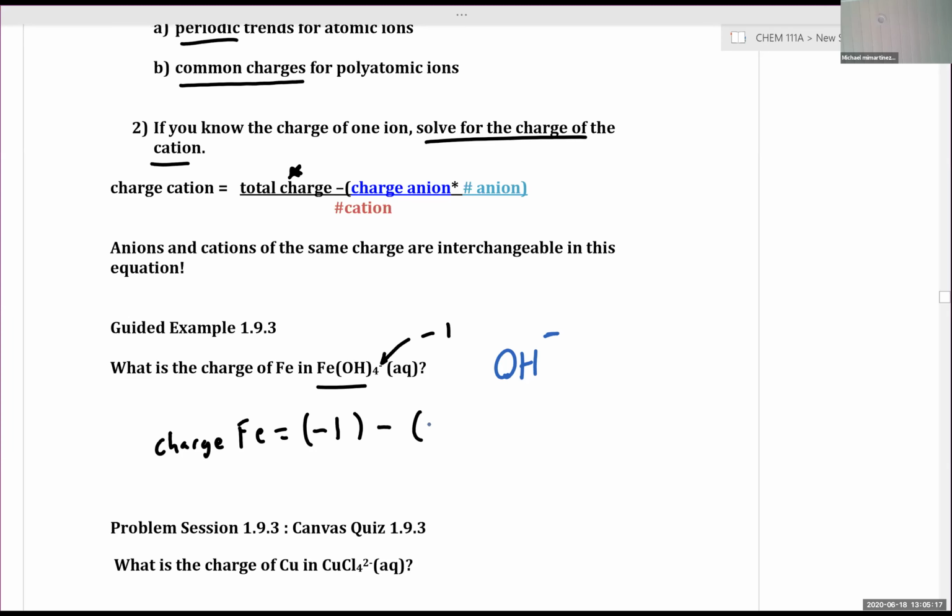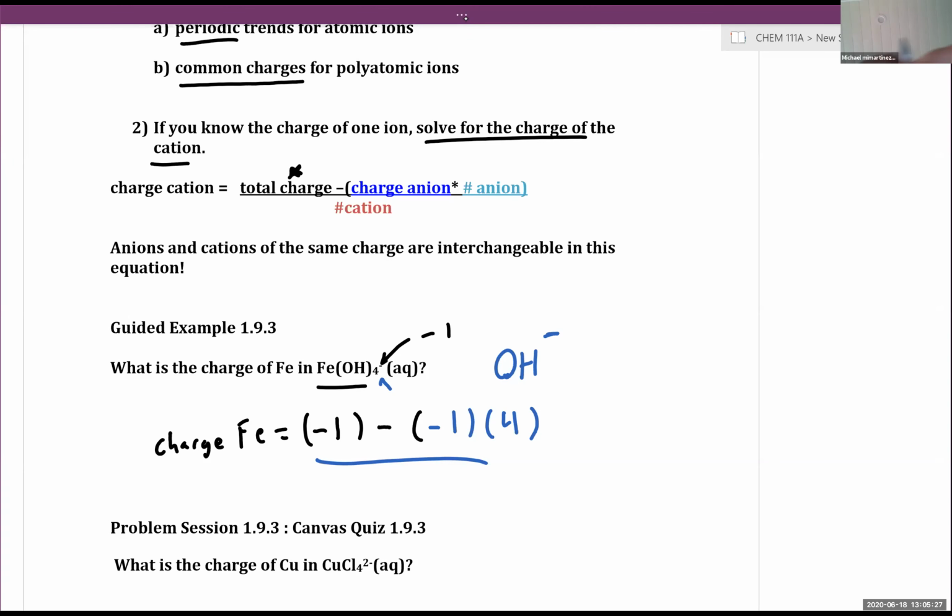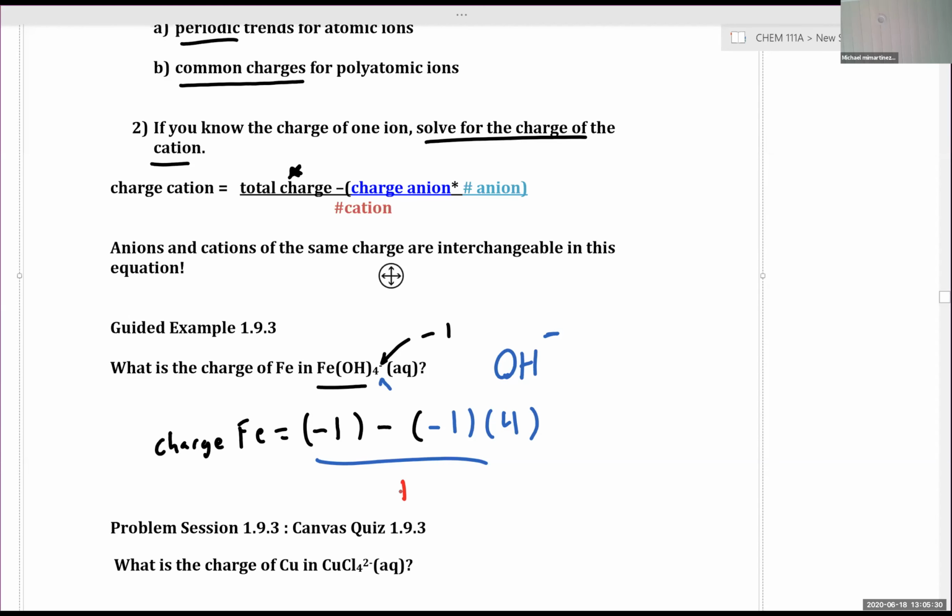-1. So we have minus -1, and we have 4 hydroxide ions. So we put a 4 here, and then we divide by the number of our cation, which is 1. That in turn gives us a charge for iron of +3. So this would be iron 3+.